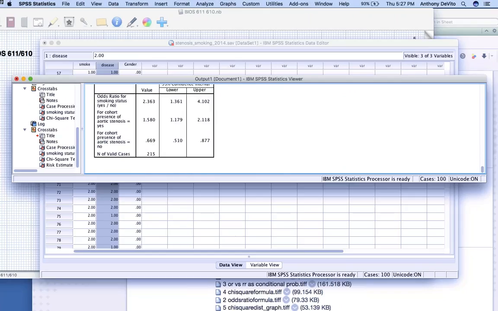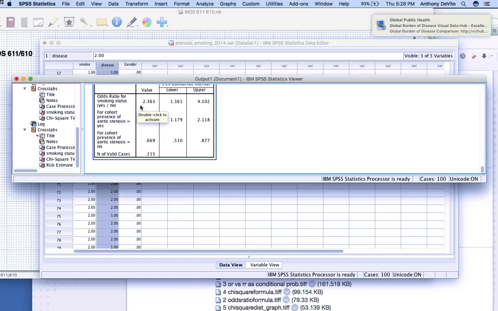And now when I get my result, when I look in this box, I see that the odds ratio for smoking status is 2.36. What is that saying? That's saying that the odds of getting Legionnaire's disease if you're a smoker are 2.36 times what it would be if you were not a smoker. That's the odds ratio calculated by SPSS. It also gives you a confidence interval here, doesn't it? And what does the confidence interval tell you? Well, we're 95% certain that the true odds ratio is between 1.3 and 4.1.